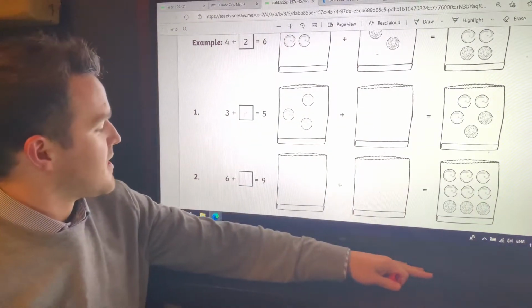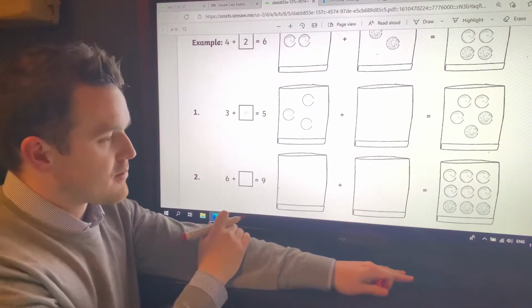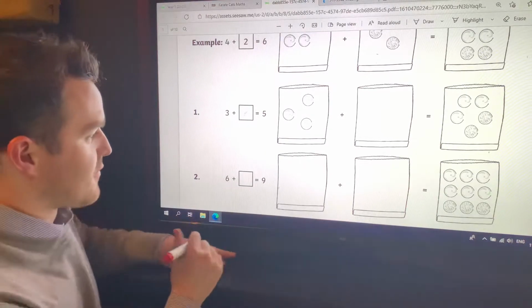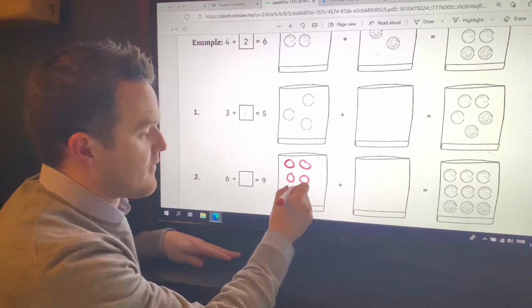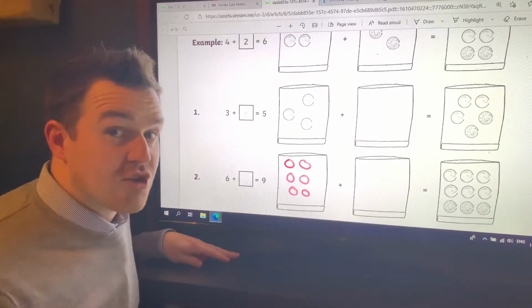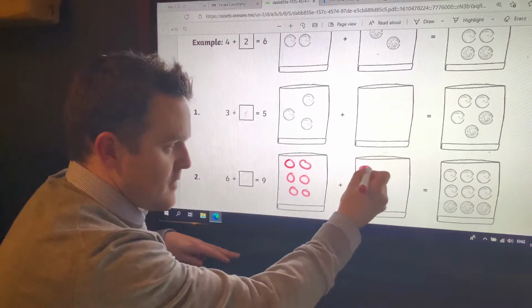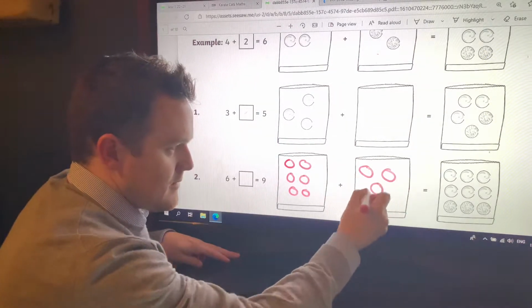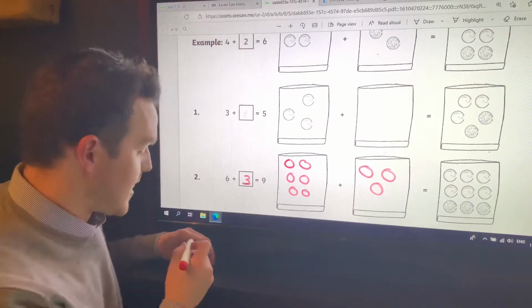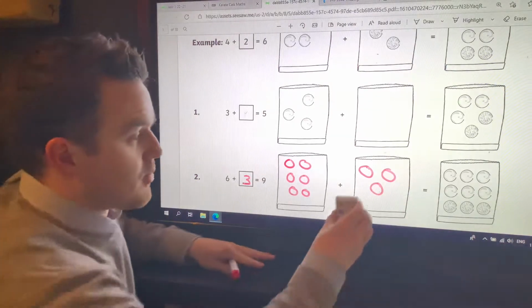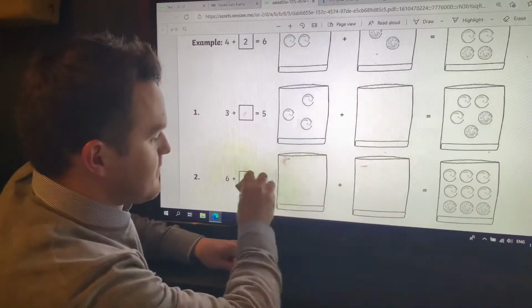Okay, 6 plus something equals 9. So I'm going to start off with 6 because there's no picture this time. 1, 2, 3, 4, 5, 6. And now I'm going to count on until I get to 9. 7, 8, 9. So I have 6 and 3 more equals 9. And I'll do one more.